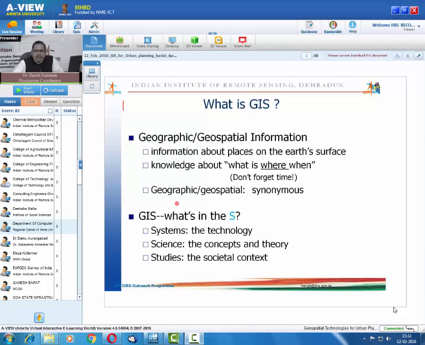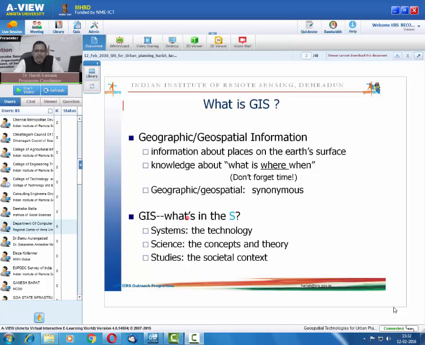It also gives us knowledge about what, where and when. These are the three questions it can answer: what is available, where it is available, and when it was available, or when it will be available. So it gives you queries like locations, which are answered through the where, and the when is related to time.